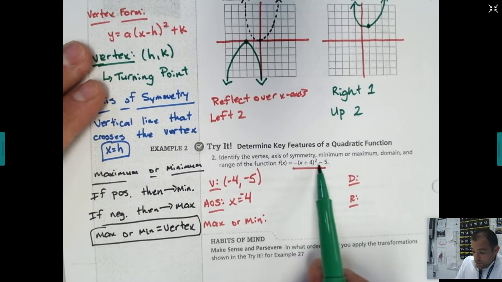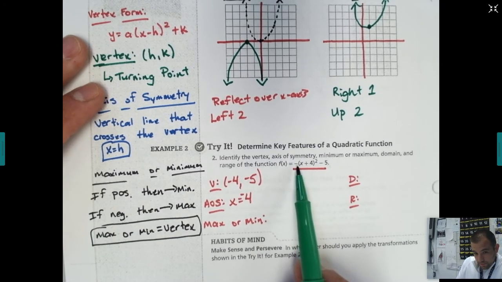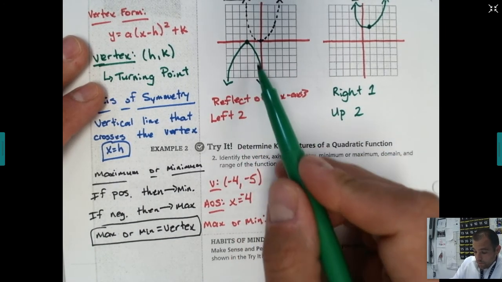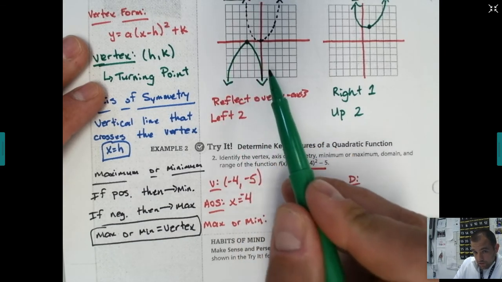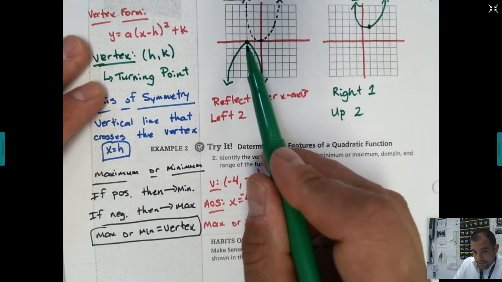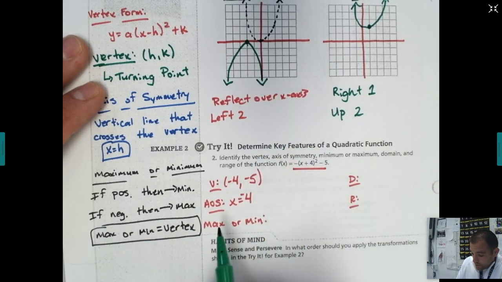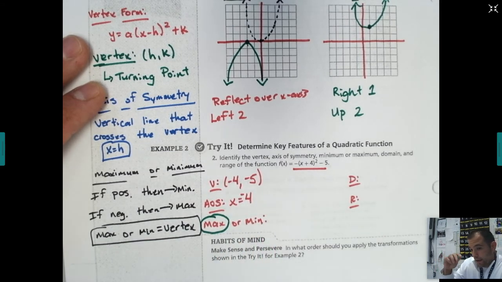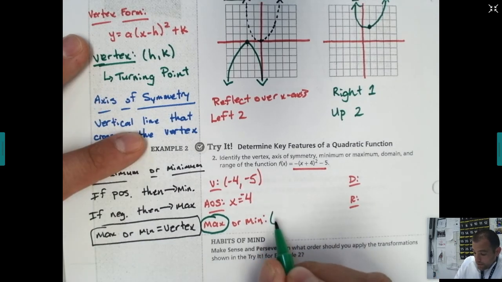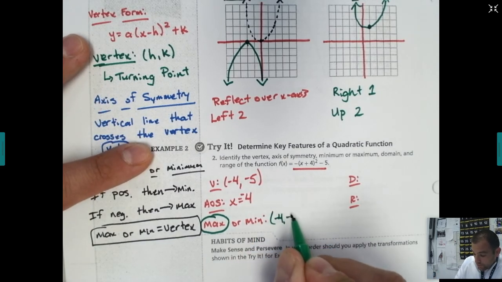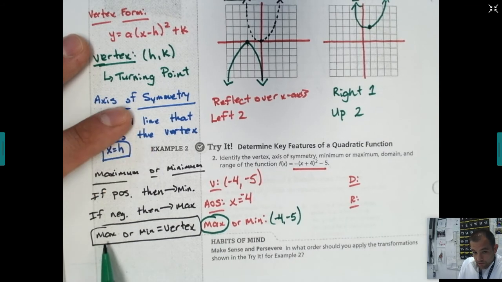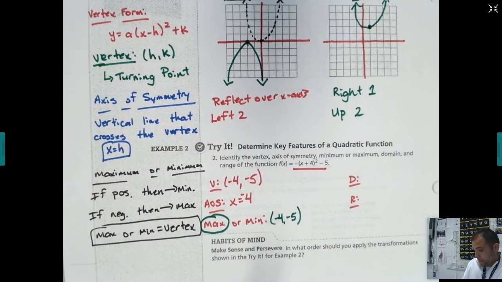This equation, excuse me, has a negative in front. So that means it's going to go upside down. It's going to be an N shape. And whenever it's negative, it has a maximum value. Notice that point is the highest it gets. So this problem is going to have a maximum because it's negative. So it points down. Okay? And that point is always the vertex, -4, -5. The max or min is always the vertex. All right? So those three things we didn't have to do any math for.